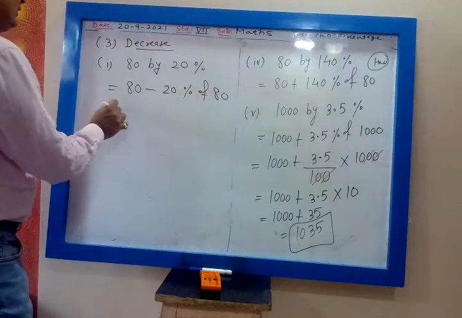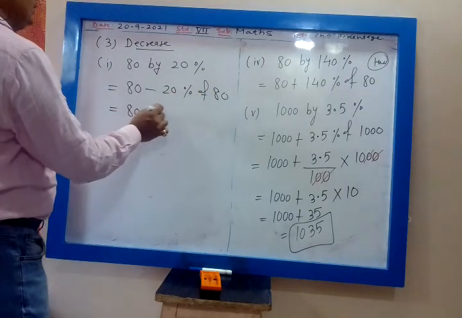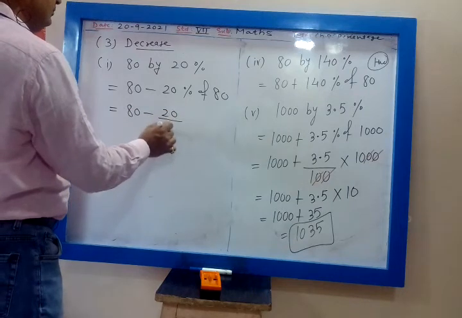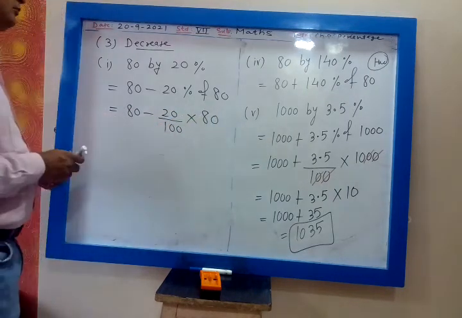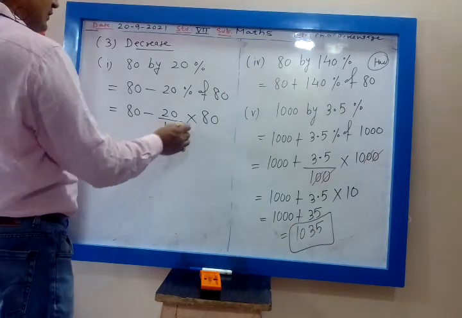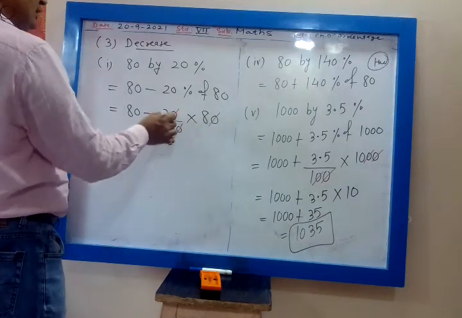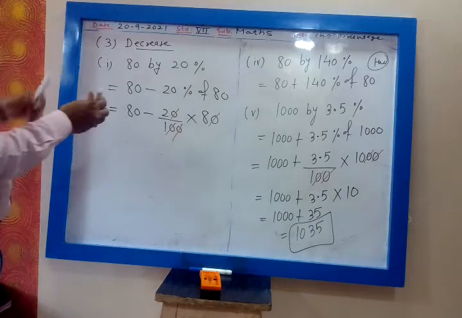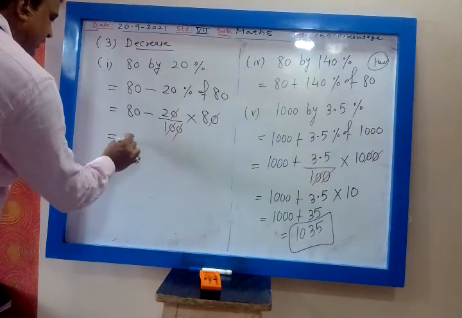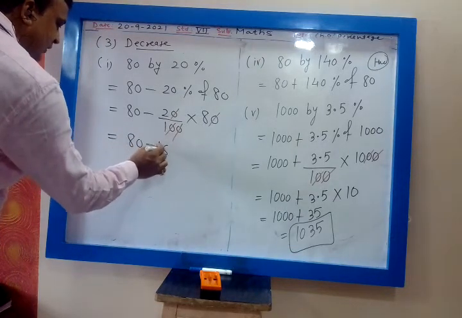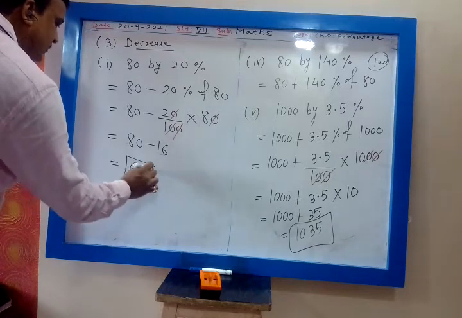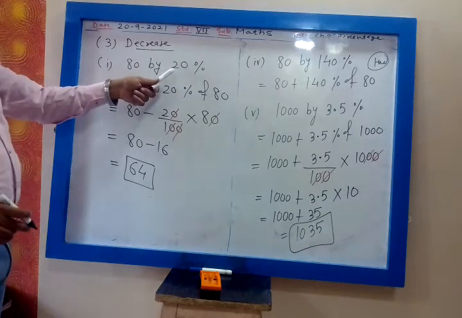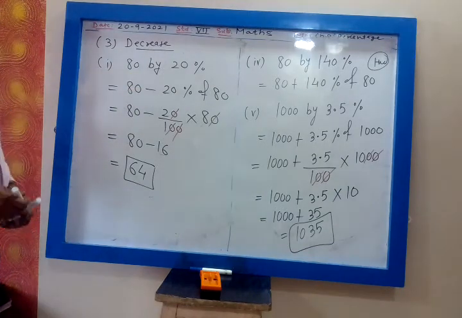So we go step by step. 80 minus 20% means 20 upon 100, of means multiplication, 80. 1 zero gets cancelled with this. What is left? 2 into 8, 16. 80 minus 16. So the answer is 64. So when 80 is decreased by 20%, you will get the answer 64.